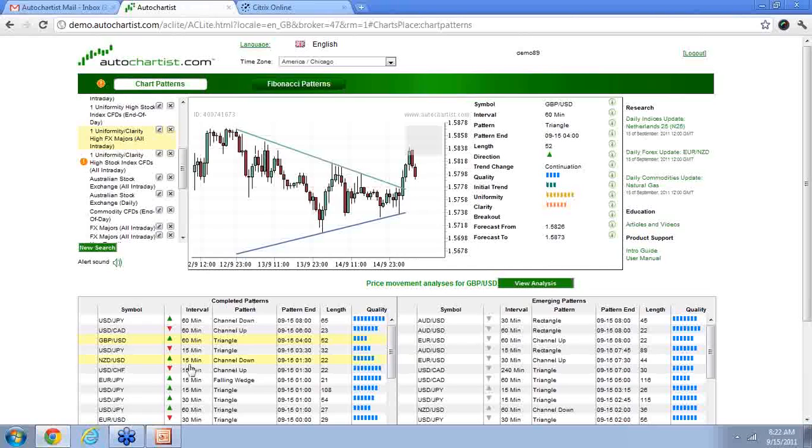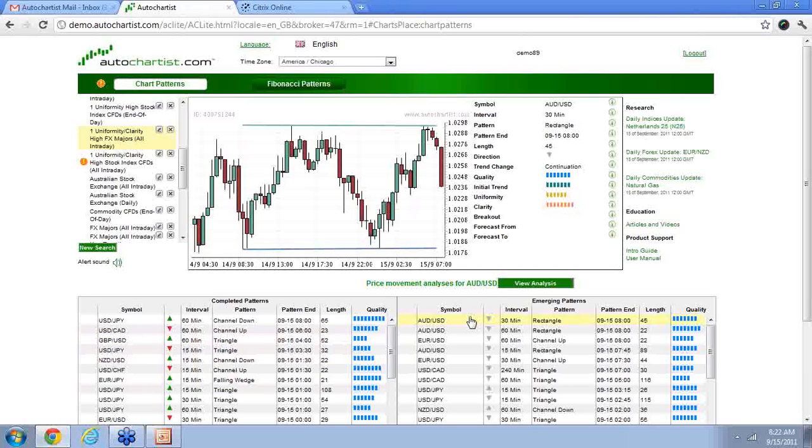And as we go through these patterns, you'll see we also have a rectangular pattern forming in the Australian dollar, and that has high quality or uniformity and clarity. And this is for the person who wants to trade the swings by buying support and selling resistance. So you'll know that it's pretty clearly defined when you set these indicators at high ratings and pair them together.